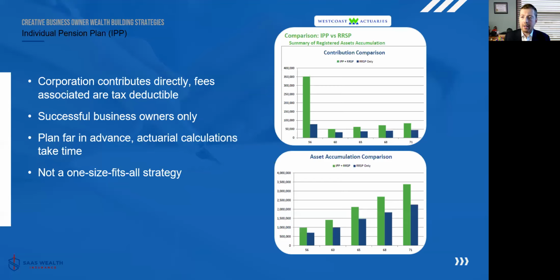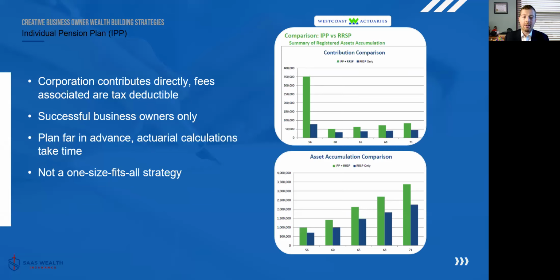This slide is courtesy of our friends over at West Coast Actuaries, who we leverage for many of these programs when we set them up for our clients. Corporations will contribute directly to IPPs versus the individual contributing directly to an RRSP. This strategy is best used for successful business owners only, because there obviously is cost associated with setting these programs up. When clients approach us about evaluating IPPs, we typically tell them to plan 6 to 12 months in advance before they actually do it.